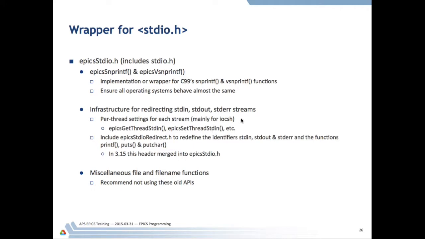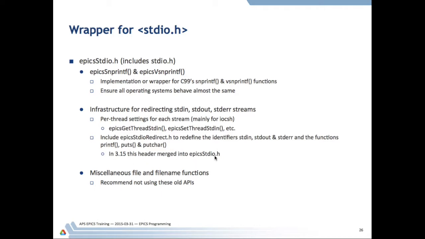This, as I said, is mostly used by IOC shell, but it can be used elsewhere if necessary. If you want to make use of this, then your code needs to include EPICS standard IO redirect, and that will redefine the standard stream identifiers and also the functions printf, puts, and putchar. So if you want your IOC shell commands to work properly with IOC shell redirecting, you don't have to change what you call on your output. You just include this header file, and that will ensure that redirect works in the IOC shell.